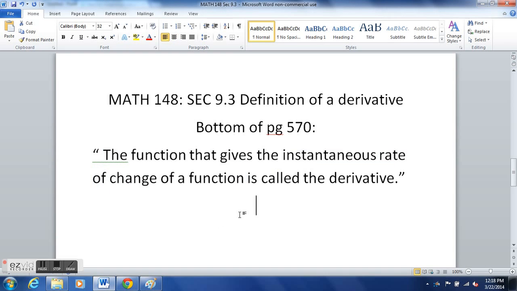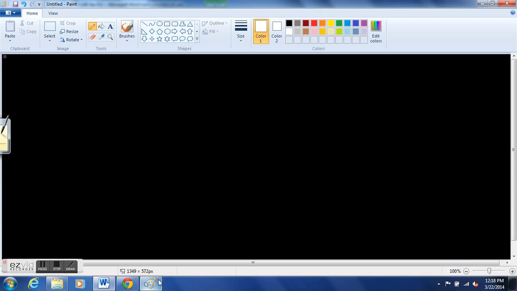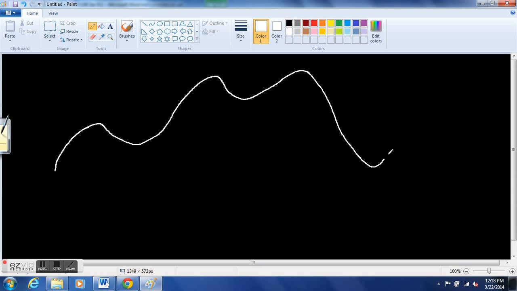Just the language of it's a little muddled, but let me read that again. The function that gives the instantaneous rate of change of a function is called the derivative. So the way I always thought of derivatives is you have some function that goes like this, whoa, ooh, whoa. It's a fun function, it's a roller coaster. And the derivative is always looking at what is the slope of the tangent line at any one point.